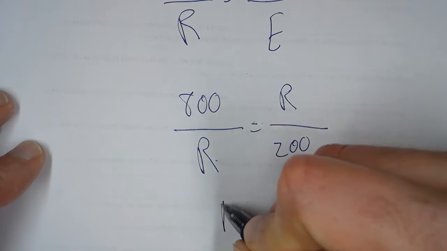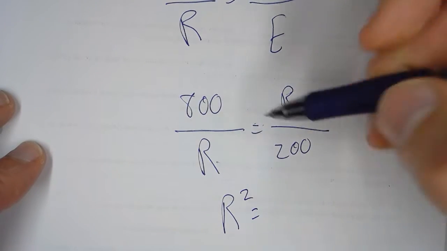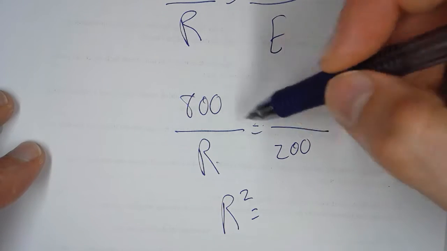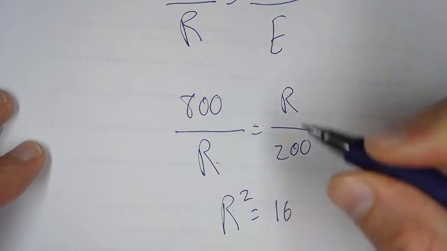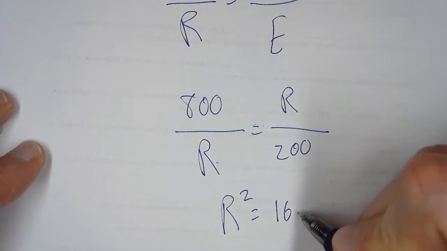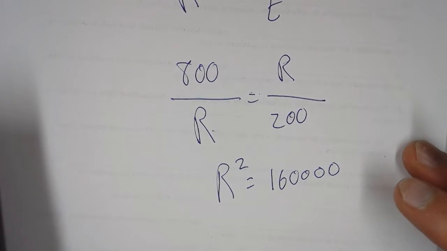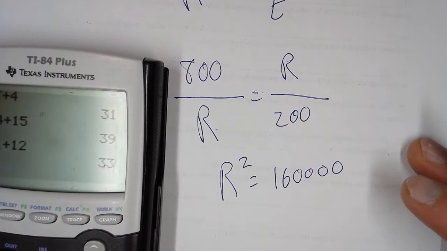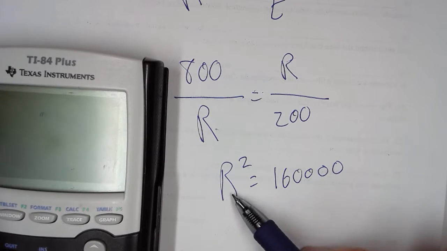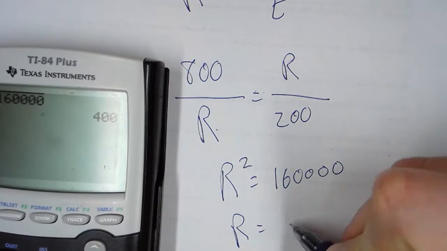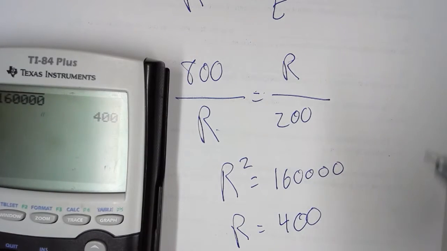So R times R is R squared. 800 times 200, well, let's just ignore the zeros. 8 times 2 is 16. We have 2 zeros here and 2 zeros here, so we have 4 zeros. So that's 160,000. So now we have to take the square root of that to get R by itself. And so R equals 400.